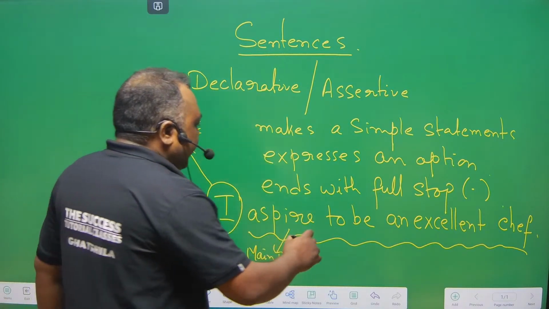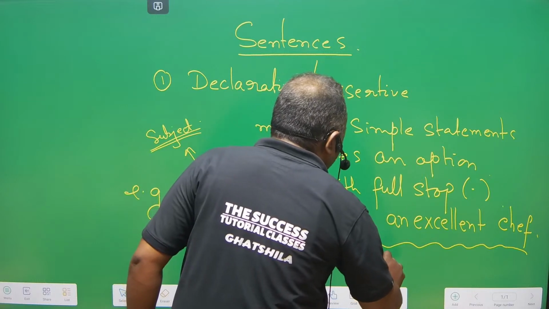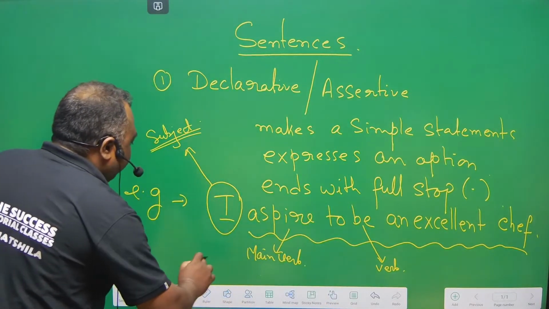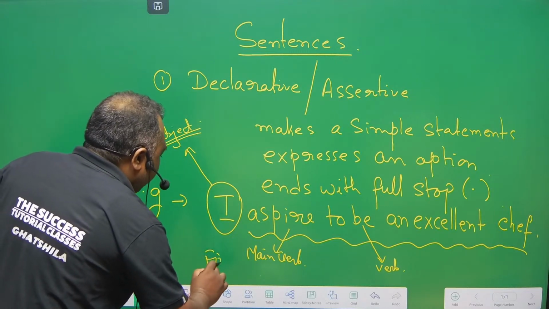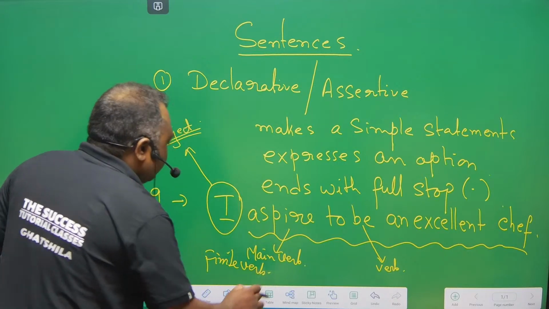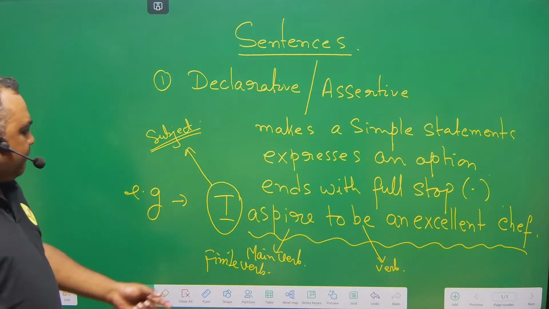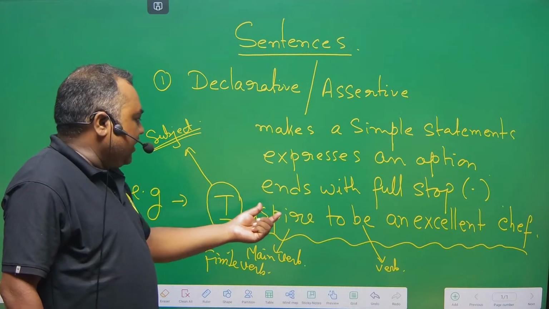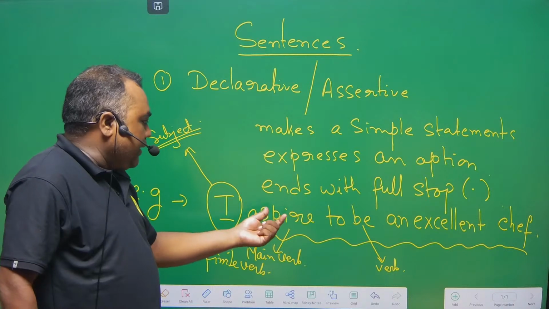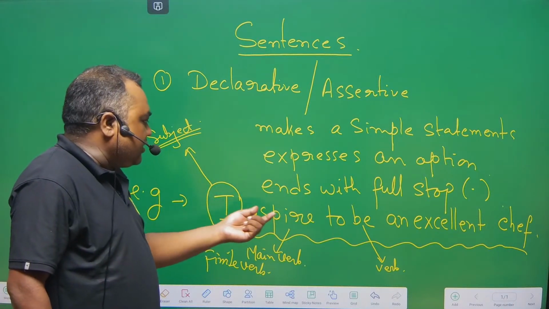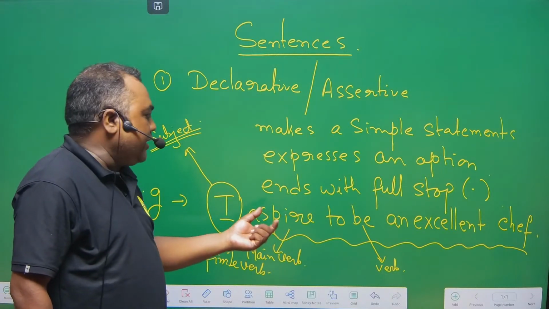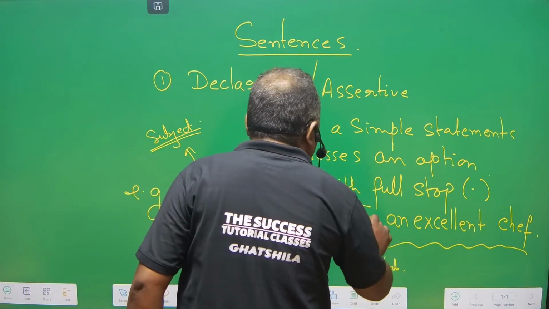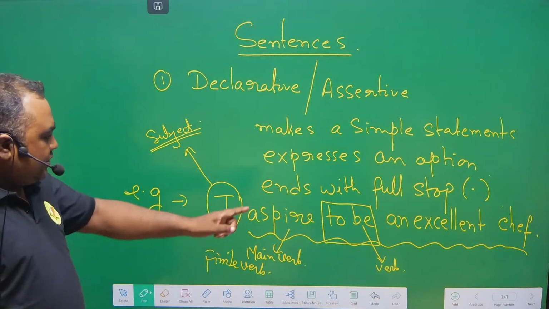Okay? And this one, be, is also a verb, but this one, aspire, is the main verb, and it is known as a finite verb. F-I-N-I-T-E. Finite verb. So, what do you mean by finite verb, students? Those verbs which are controlled by the subject, meaning in number and person, are called finite verbs. So aspire is a finite verb. I is the subject, I aspire. And this one, to be, is a non-finite verb.